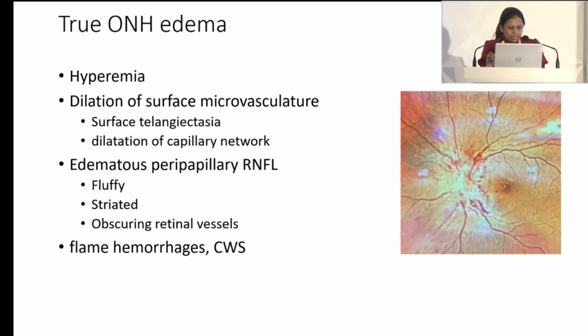How do you identify true optic nerve swelling? Most of the time it appears hyperemic, and we can see dilated vasculature, microvasculature capillaries on the disc surface, and more importantly, an edematous peripapillary retinal nerve fiber layer. It appears as a fluffy, striated appearance. We can see obscuration of blood vessels at the optic disc margin, and the presence of flame-shaped hemorrhages and cotton wool spots will lead you towards the diagnosis of true disc edema.